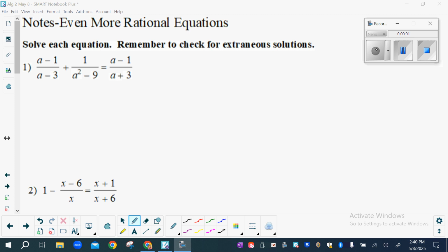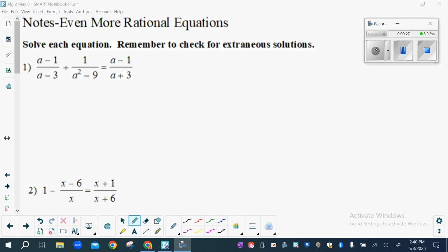Okay, a little harder today. Last day of solving rational equations, third day. So, how do we find the least common denominator on this one? We have to factor one of those denominators? Yeah. Which one?